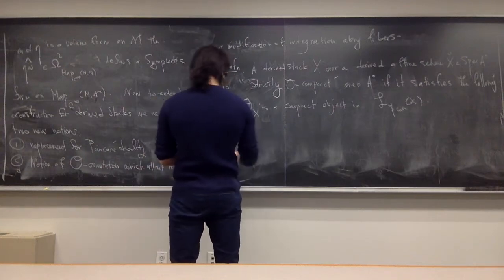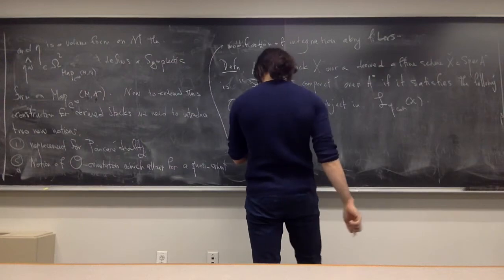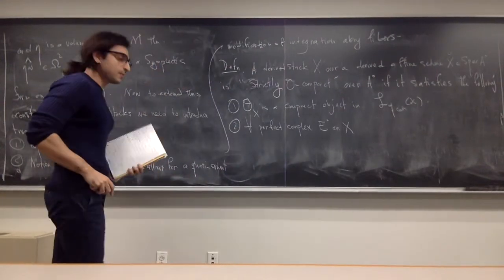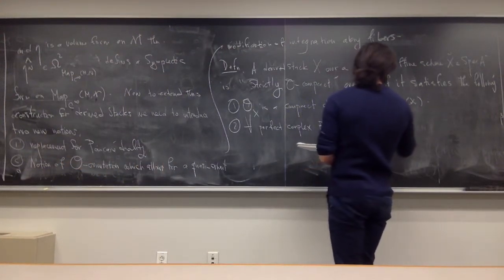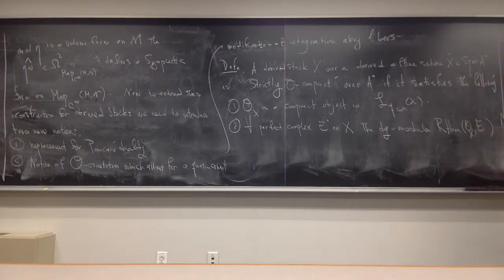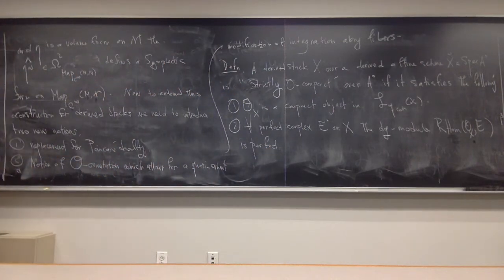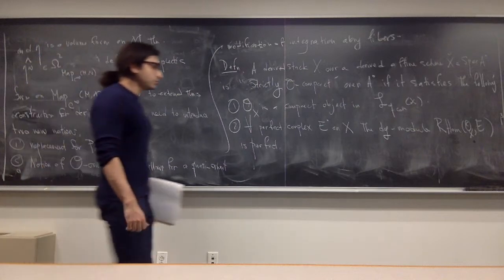for any perfect complex E dot on this derived stack X, okay, the DG module R hom from O_X to E. Okay. So this is a module over O_X algebras, and it's a DG module, because the O_X algebra itself carries a differentially graded structure. This DG module is perfect. It means that it has no non-vanishing cohomologies beyond some degrees and below some degrees. So it's a perfect object, concentrated in some amplitude.